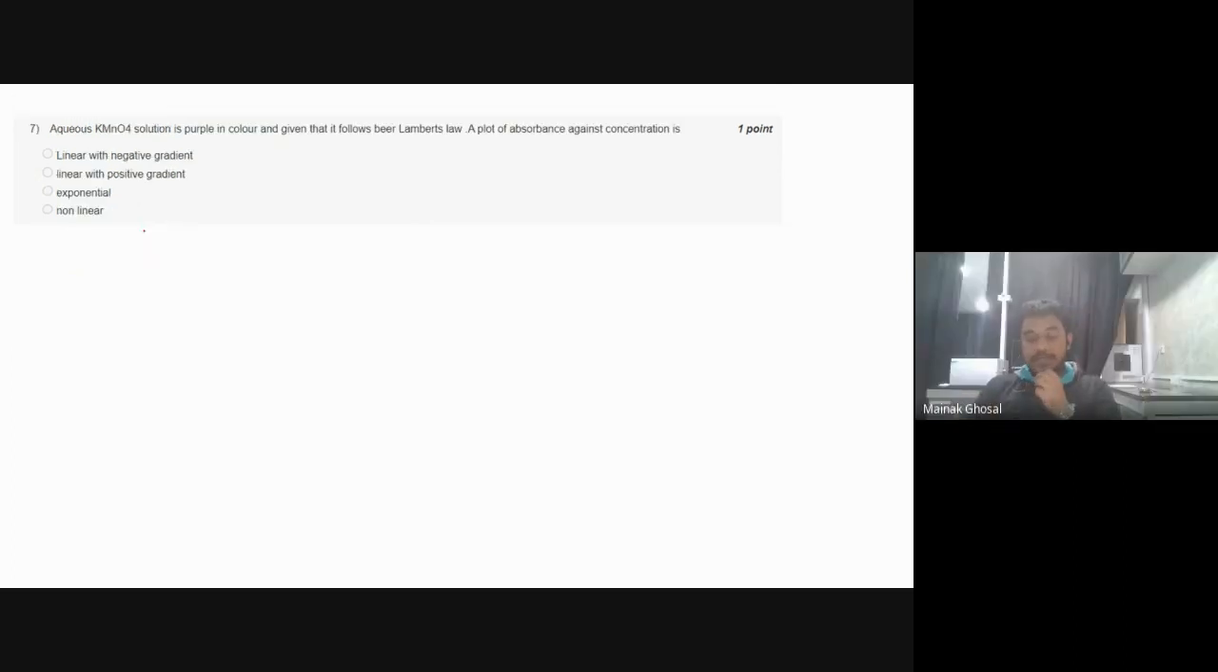So this is the next question. Aqueous KMnO4 is purple in color and given that it follows Beer-Lambert law. What is Beer-Lambert law? I have explained that in the previous question: A equals epsilon CL. It is required everywhere. Okay.